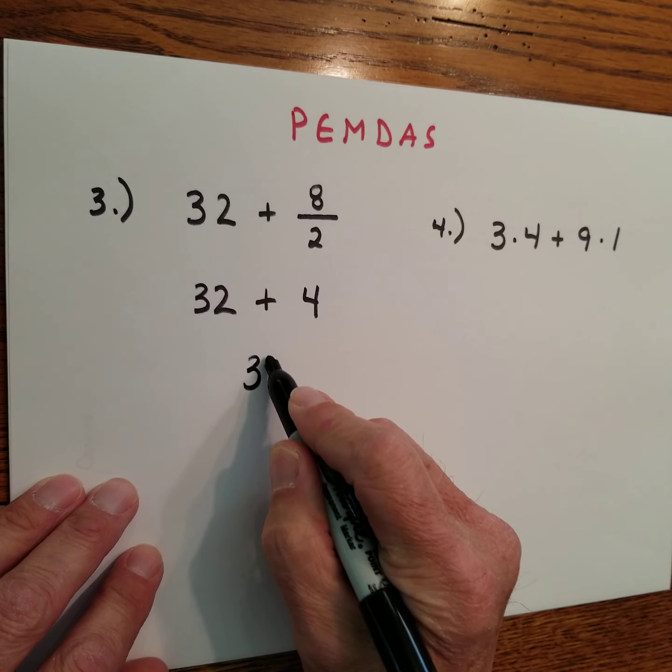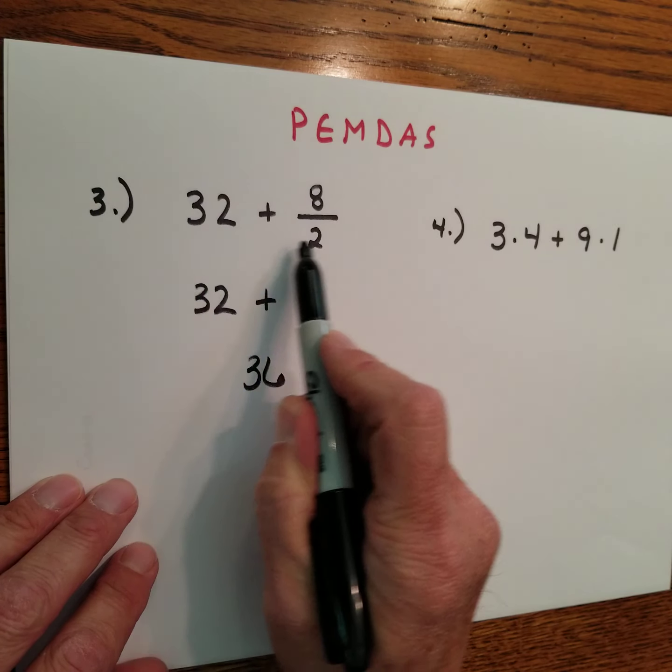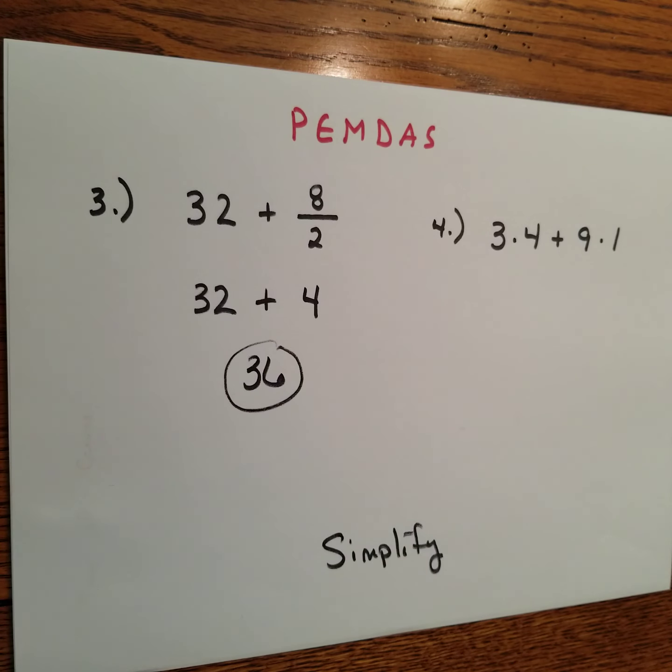So we can add 32 and 4. That's 36. Nicely done. Copy the problem down, show your work, circle your final answer.